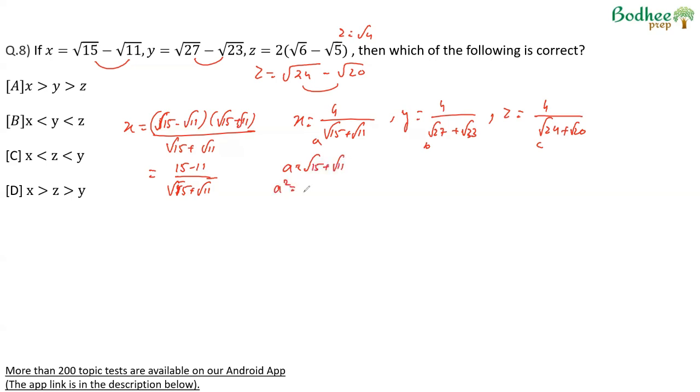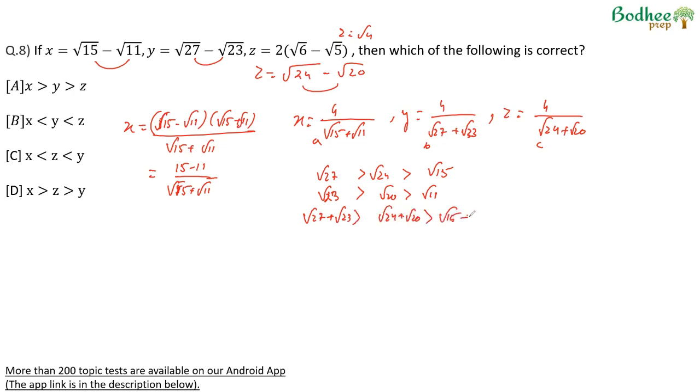If we look at the denominators, we can see that root of 27 is greater than root of 24 is greater than root of 15, and root of 23 is greater than root of 20 is greater than root of 11, and therefore the sum root of 27 plus root of 23 will be greater than root of 24 plus root of 20, which will be greater than root of 15 plus root of 11.